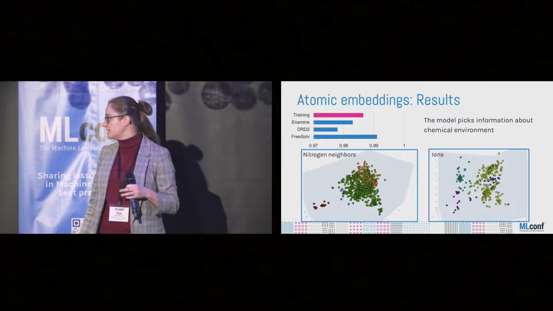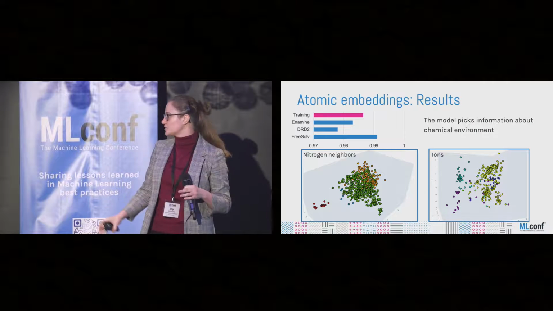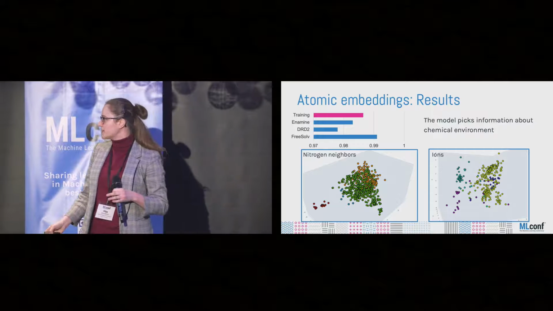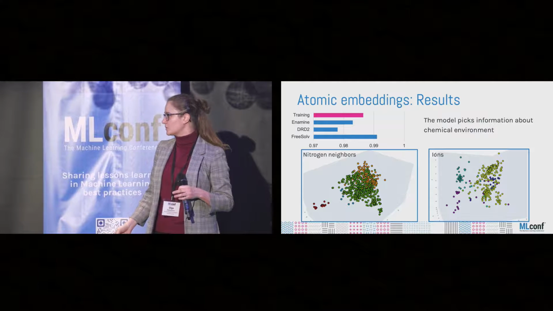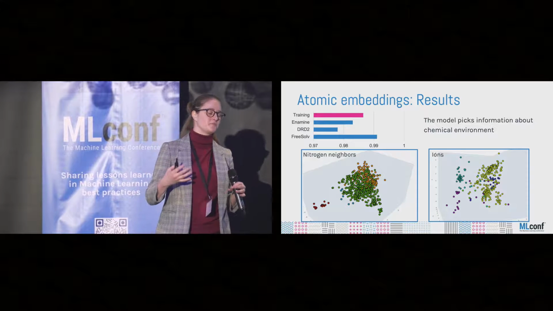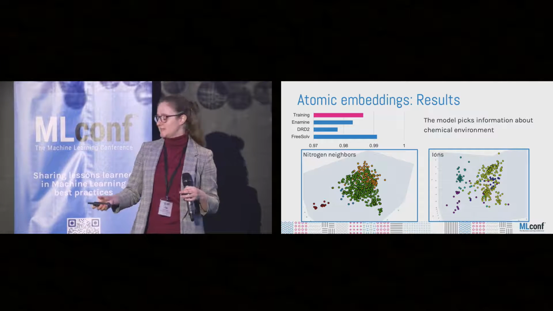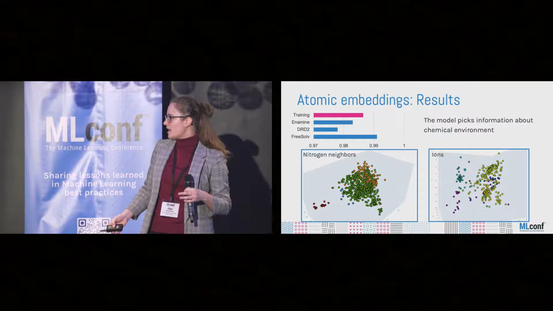And what you can see here is that these are just two snapshots. I couldn't show the whole visualization of it. But if you take, for example, nitrogen, all the nitrogen atoms, and you color the embeddings according to the amount of neighbors that they have, what you can see is that it nicely clusters separately the atoms that have only one neighbor, only two neighbors, three neighbors, and four neighbors.